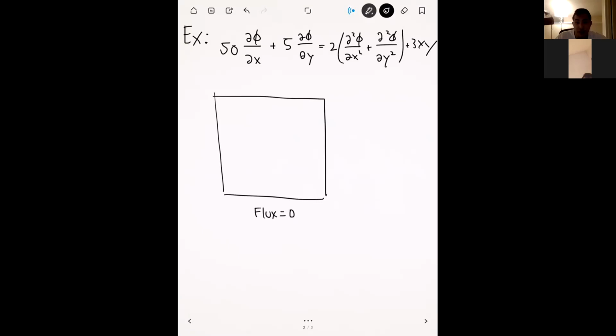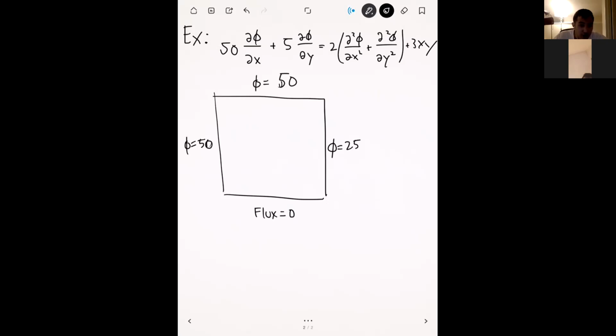Right, on the south boundary of the domain, we have a zero flux boundary condition. And so we're going to say the flux is equal to 0. That's our Neumann condition on the south boundary. On the left boundary, we have a Dirichlet boundary condition where our phi value is equal to 50. On the east boundary, we have phi is equal to 25. And on the north boundary, we have phi is equal to 50.